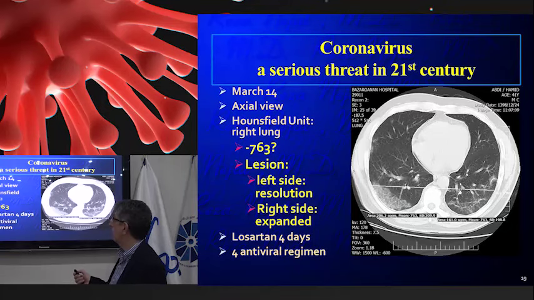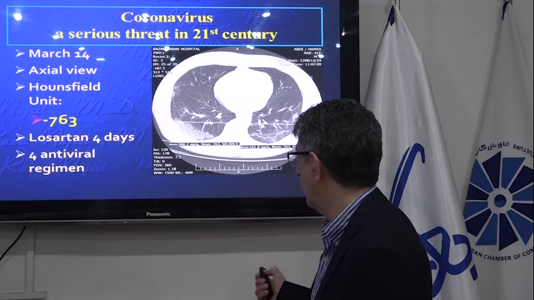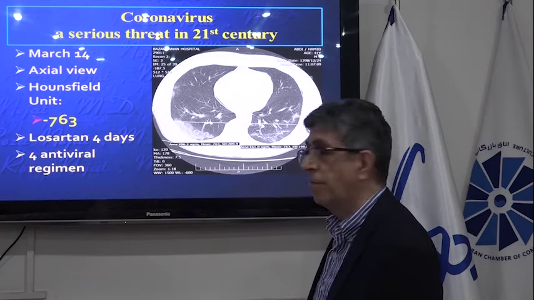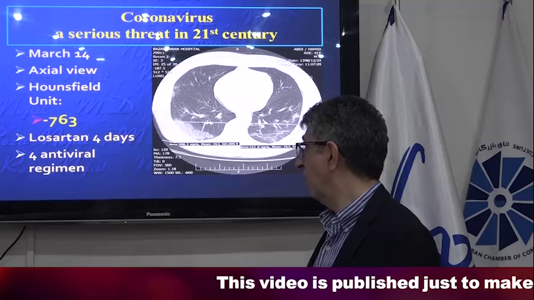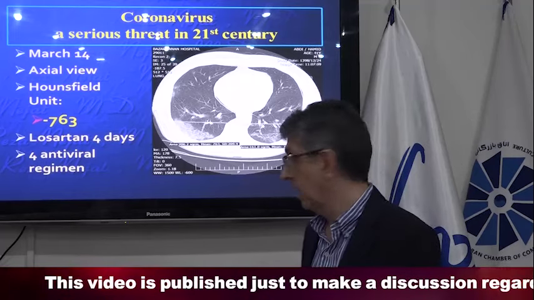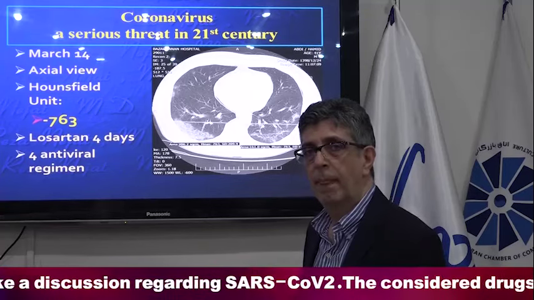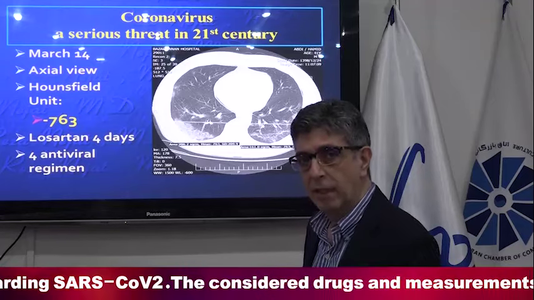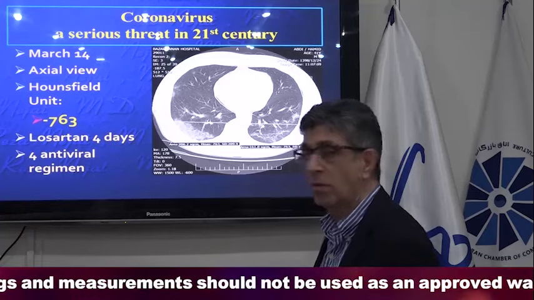On March 14th, we reached a Hounsfield unit of -763. We started Losartan for 4 days, so what happened? This is the mean Hounsfield unit of the general appearance of the right lung, with this consolidation expanded compared to the right lung consolidation on March the 10th. We put this consolidation in our measurement too. I didn't want to omit or ignore it. It increased the Hounsfield unit because of its consolidation.